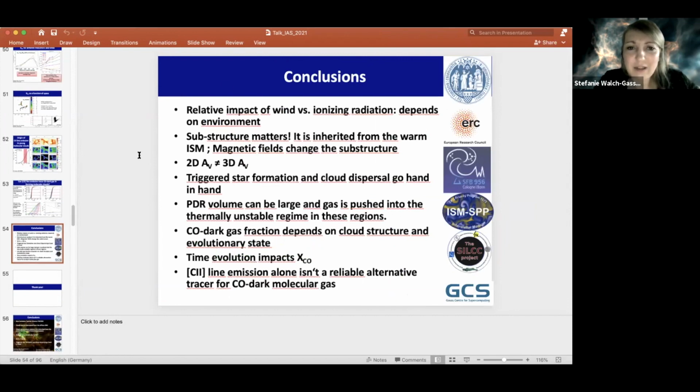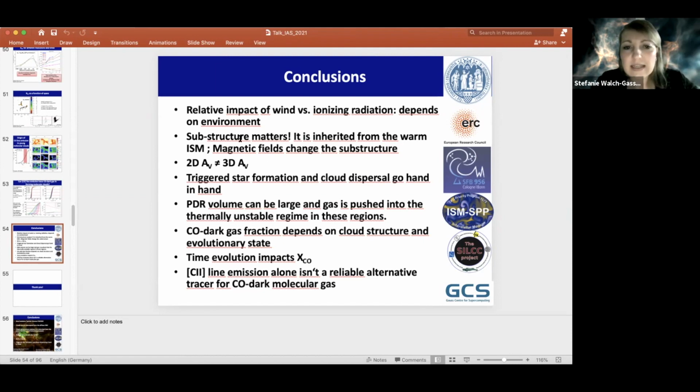I showed you that the relative impact of wind and ionizing radiation depends on the environment. And I hope that I convinced you that substructure really matters for these molecular clouds. The substructure is actually inherited from the warm ISM, because we find very similar clouds which have different substructure. And since we don't set it up by hand, but we let the cloud form from the diffuse ISM, basically the cloud structure is already imprinted.